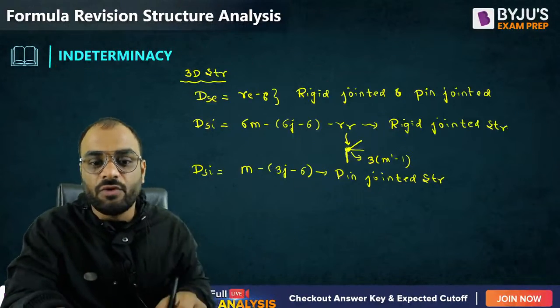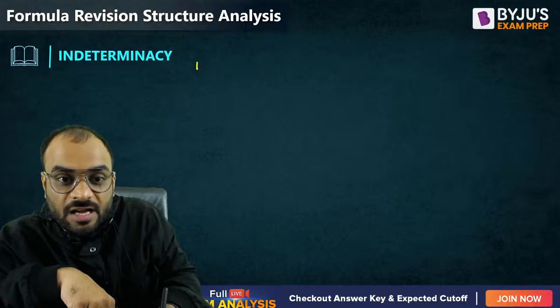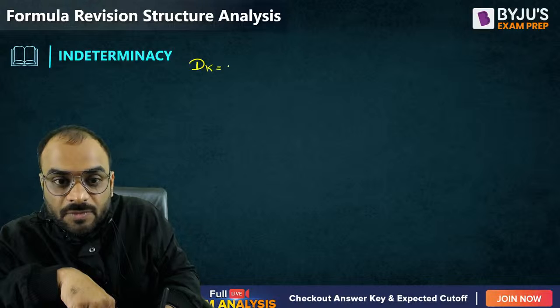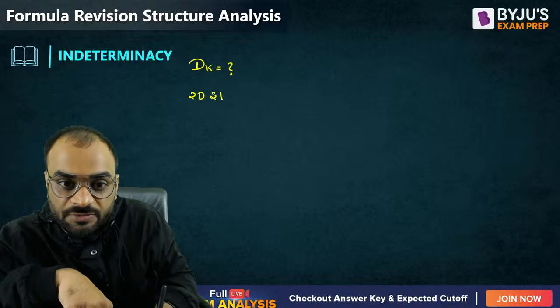So these are the formulas to calculate the internal static indeterminacy and the external static indeterminacy for 2D structure and 3D structure. I think it is clear to all of you, right? Now let's understand what formulas we have to find out the DK, that is basically kinematic indeterminacy. How can we calculate kinematic indeterminacy? So let's understand for 2D structure first.